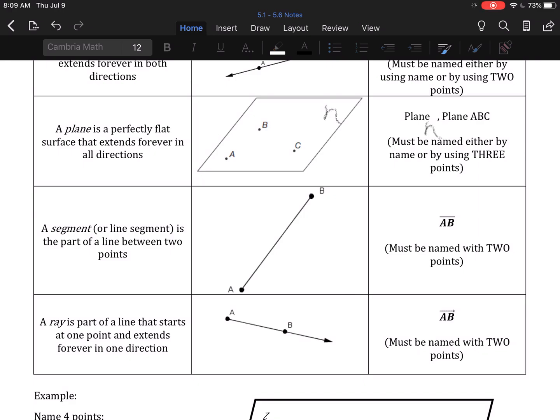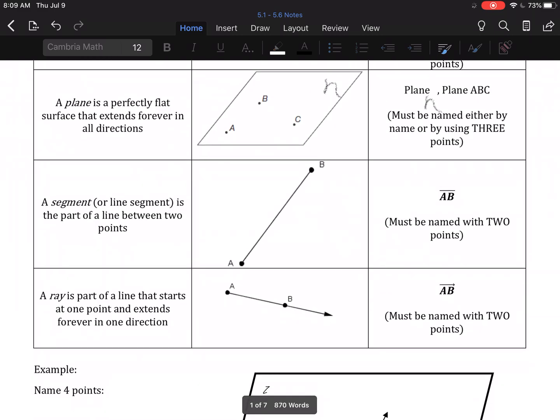This diagram doesn't have a ray BA on it because if you start at B and go towards A, you run out of space. You end at A. Every line is made up of 2 rays. That'll be a useful thing to realize.